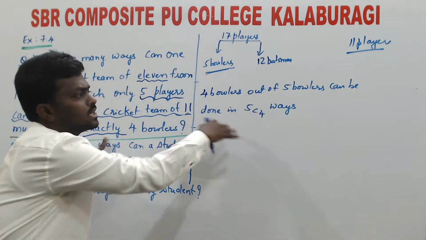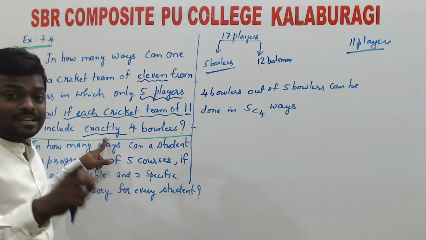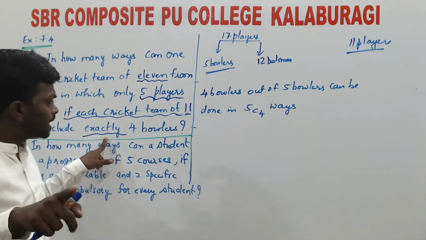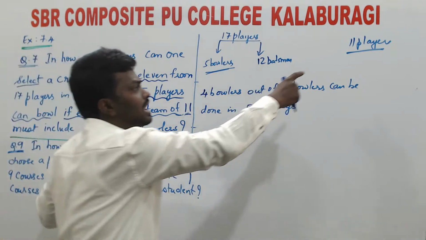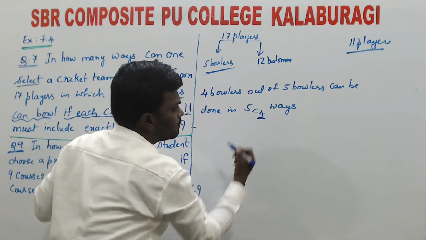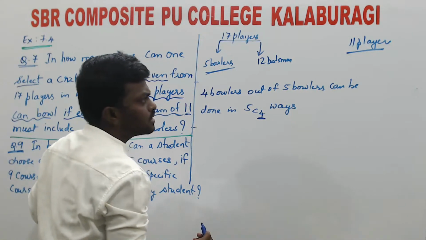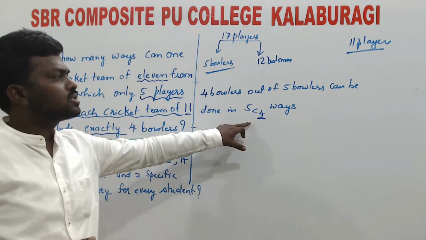So the bowlers' work is over now. We have selected the bowlers, right? But the team is not completed. Keep that in mind. Okay, just one part of the work is over. Among the 11 players, we have chosen exactly 4 bowlers. But still we have made only a team of 4.